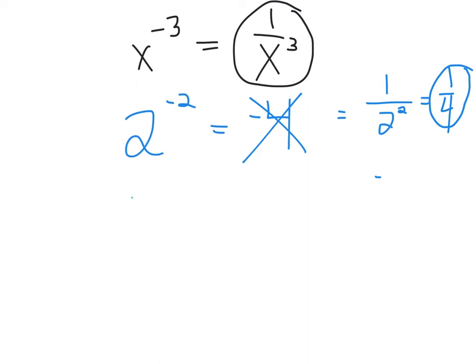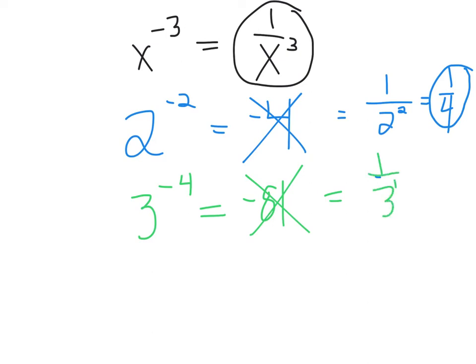If I had 3 to the negative fourth power, again, that is not negative 81. A negative power does not mean make the base negative. It means take the reciprocal. So it's going to be 1 over 3 to the fourth. And 3 to the fourth, 3 times 3 times 3 times 3, is 81. So this is really 1/81.